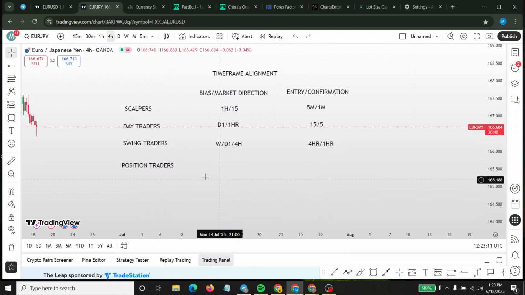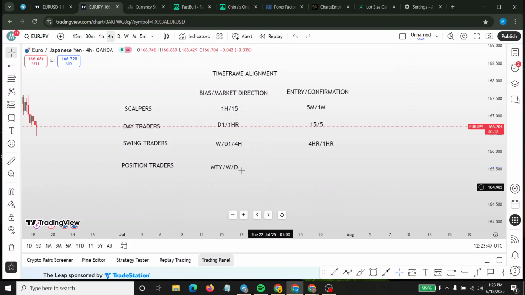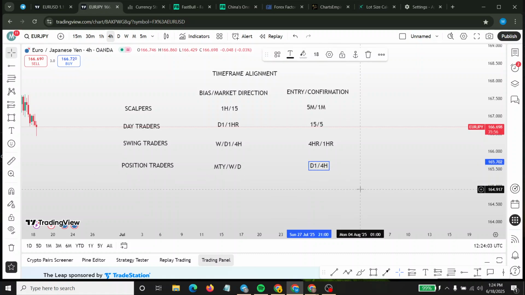Position traders start all the way from the monthly charts, monthly, weekly, and daily, and they make their entries on D1 or 4 hour. So now let's look at the direction of these trades, of this alignment.